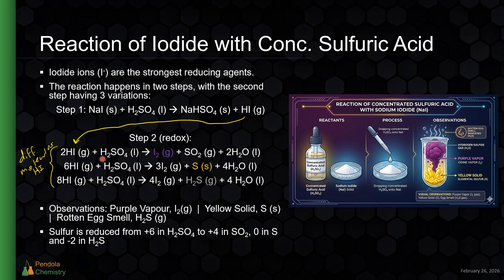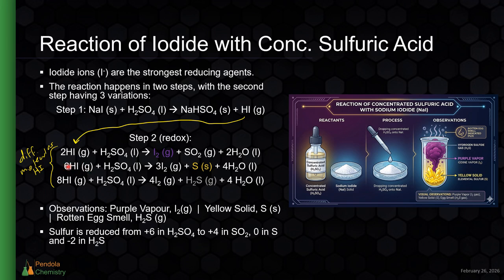The first reaction is essentially the same one we saw with bromide. The HI reacts with the sulfuric acid, creating SO2 and water, but in this case creating I2 gas, the iodine gas. The other reactions are further oxidations, further reductions of the sulfur.